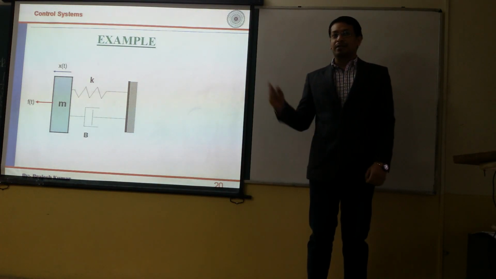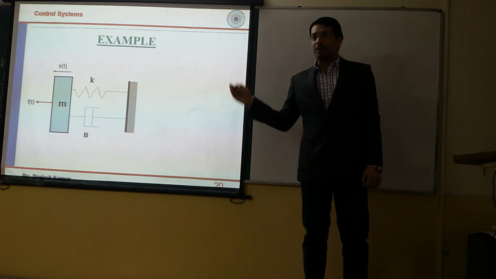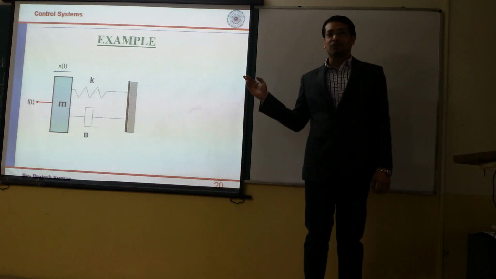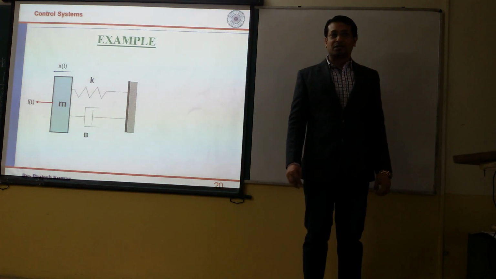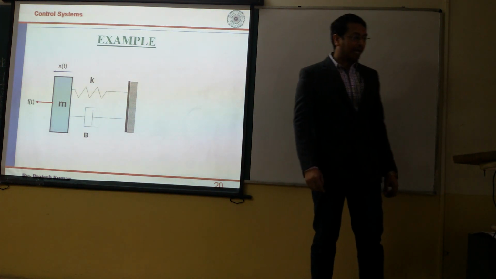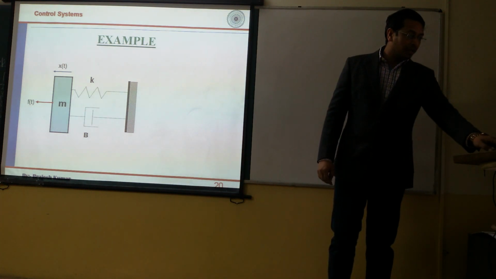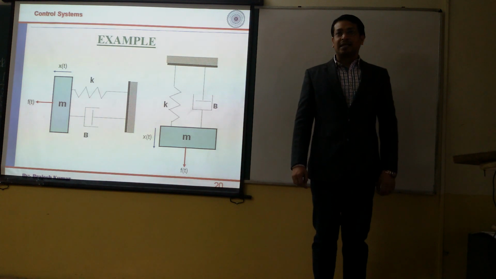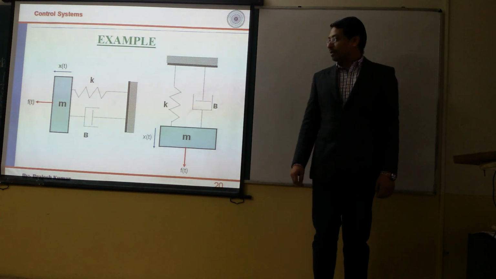In the last class, we were trying to solve this particular mass spring damper type of mechanical system, and we have found the transfer function for this particular system. Okay, and if you arrange this particular system in vertical dimension also, the analysis is not going to change. Do you know why?